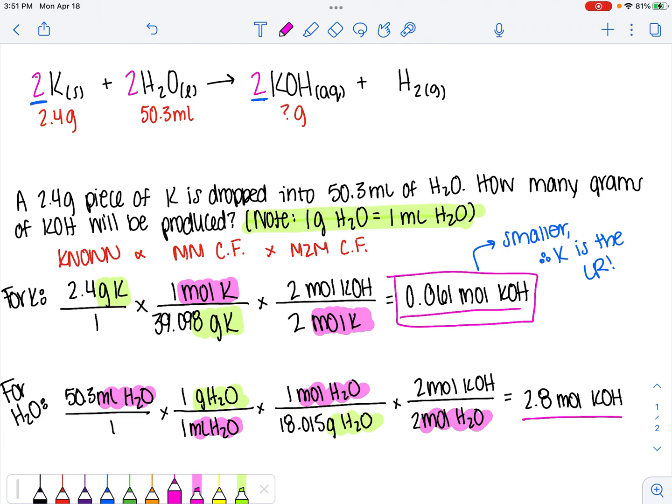But in this problem, I ask you to solve for grams. So we have one last step we need to do, and that's moles of potassium hydroxide to grams of potassium hydroxide.